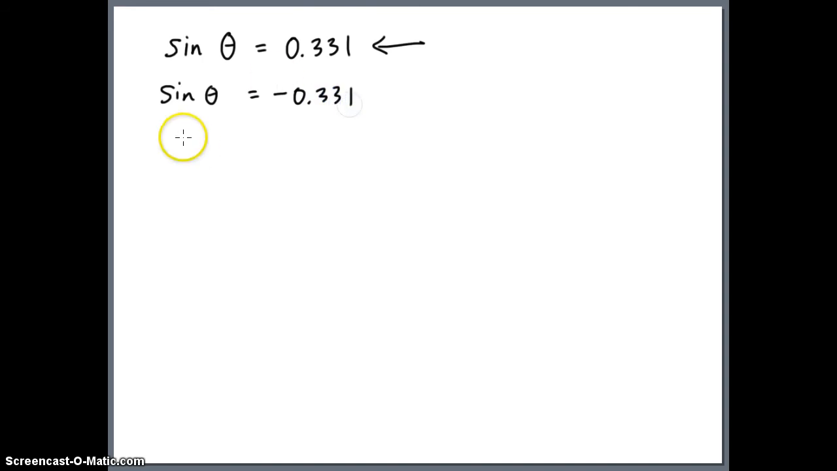In this video, we'll go over using reference angles to find the set of all solutions to questions like this. Sometimes you have to find theta such that sine of theta is equal to 0.331. So we'll start with that kind of question, and then we'll look at a follow-up, something like find the theta such that sine of theta is equal to negative 0.331.